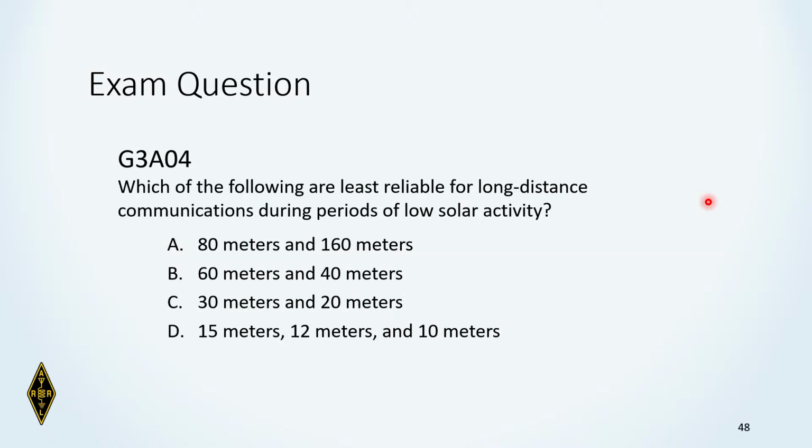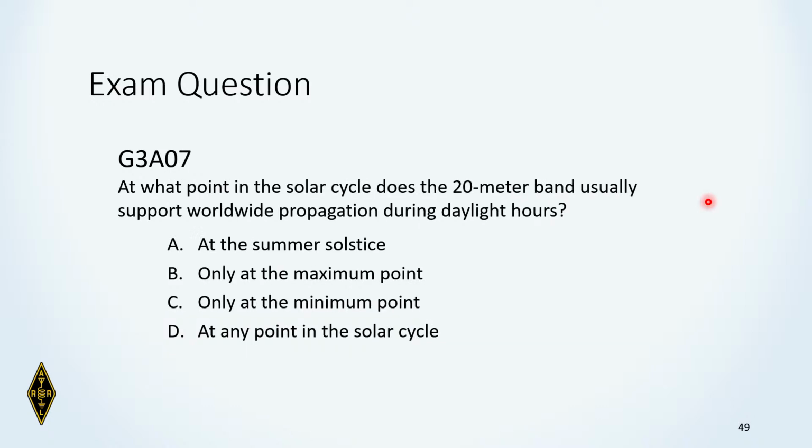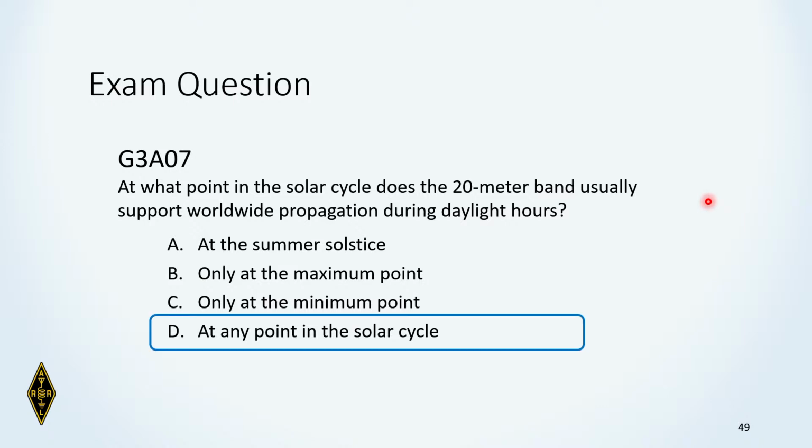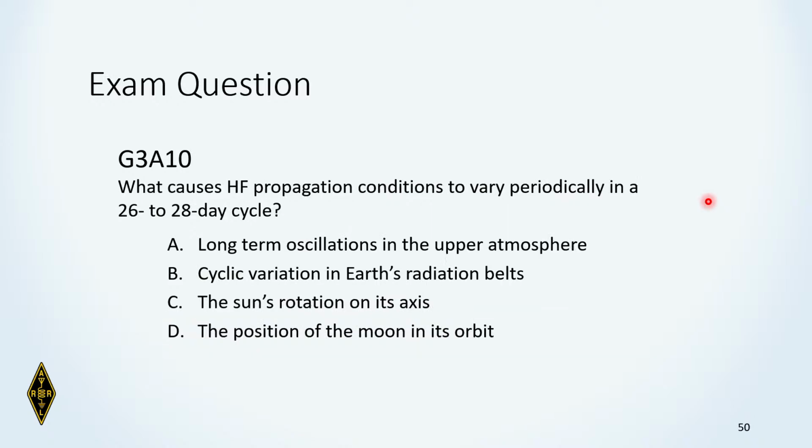Exactly. Which of the following are least reliable for long-distance communications during periods of low solar activity? Delta. Yep, the high bands kind of go away on us. 15, 12, 10 meters don't work so well. At what point in the solar cycle does the 20-meter band usually support worldwide propagation during daytime hours? Delta. Yay. At any point. So that's a band that you're going to like.